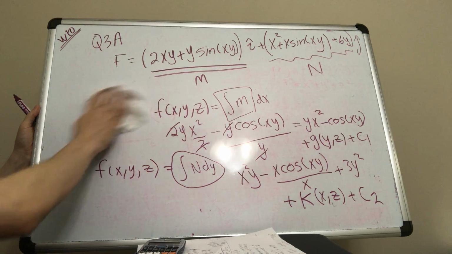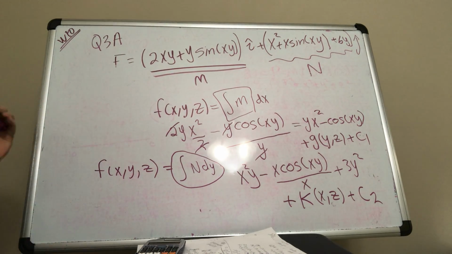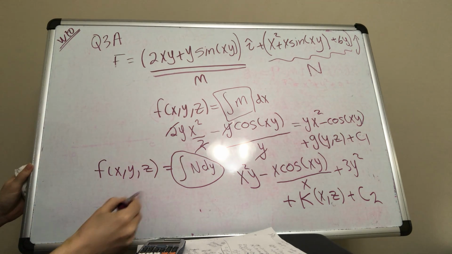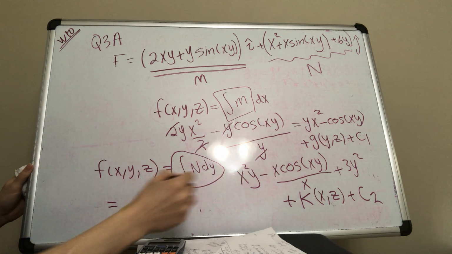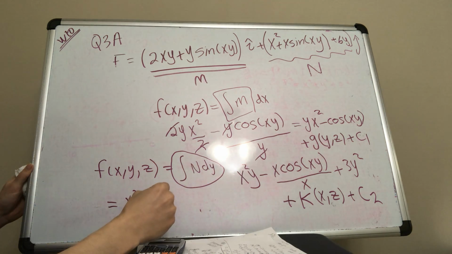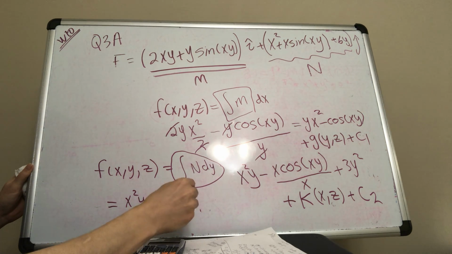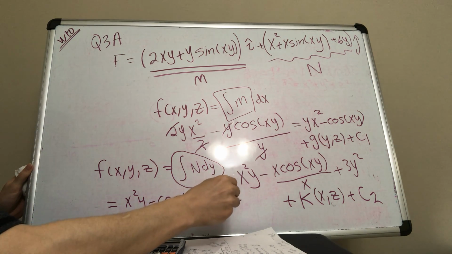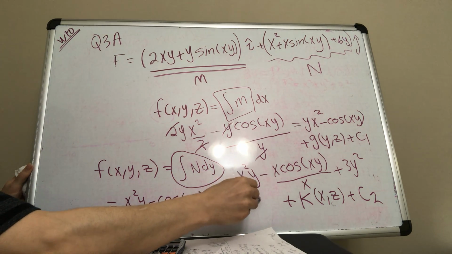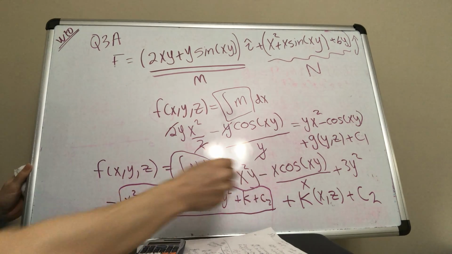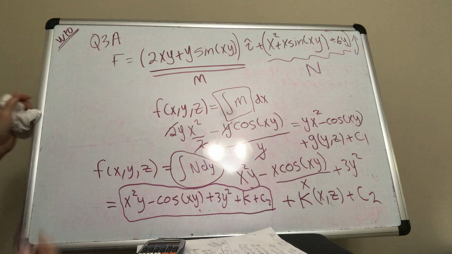Now, once you integrate and you get the answer, let's simplify the answer a little bit. Simplifying the answer we got here, this is x squared y, cancel the x's, cosine xy plus y squared plus the k function plus c2. This is the answer for the second integral.